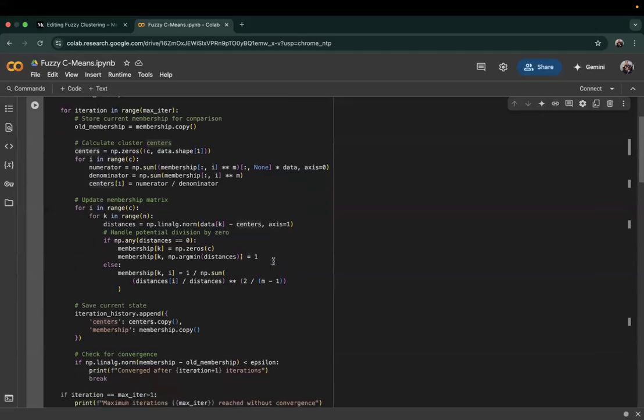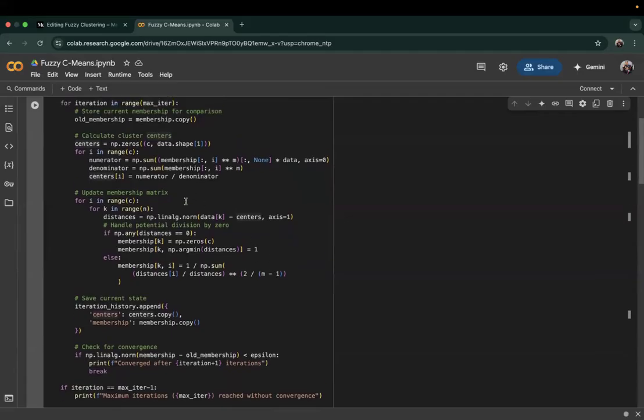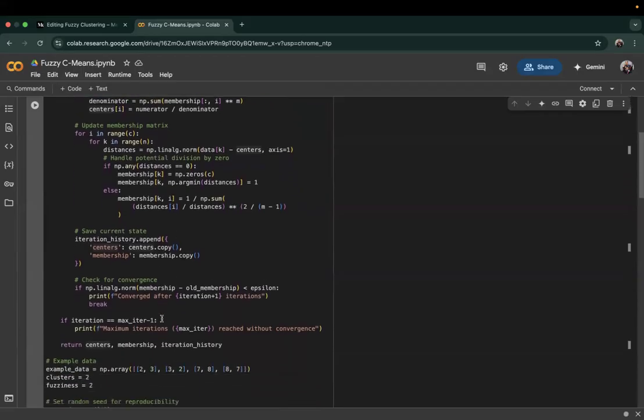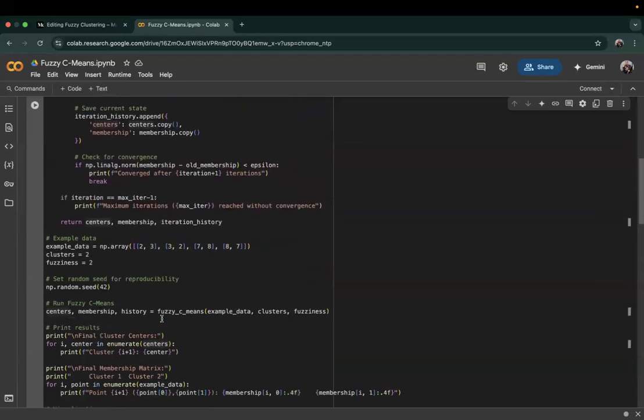After this, here we update the membership matrix using a for loop, and we handle potential divisions by zero so that we can handle them properly. And this part saves the current state, like the current iterations.